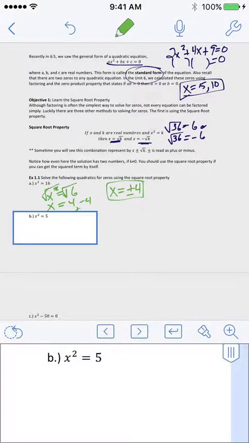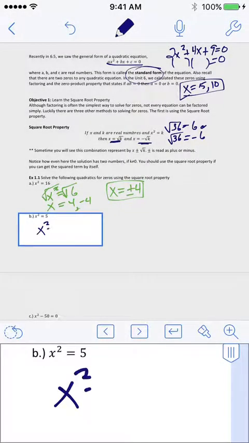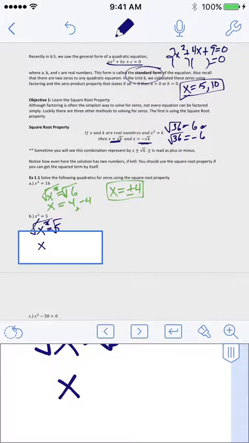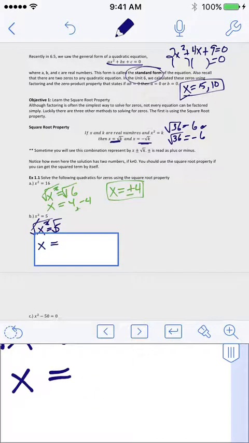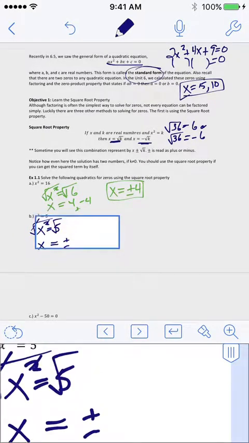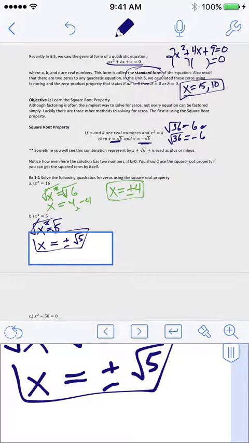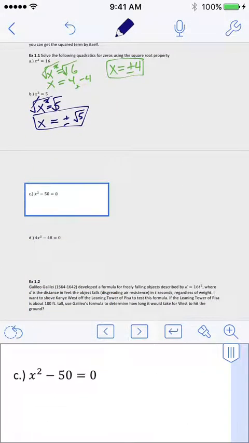Alright, let's try it again. x squared equals 5. Again, I will take the square root of both sides. These two cancel. I end up with x. And then over here, I have plus or minus. Now I can't actually reduce that to anything but a decimal, so I'm just going to keep it as the square root of 5. x equals plus or minus, sorry, plus or minus square root of 5. Alright, so far so good.